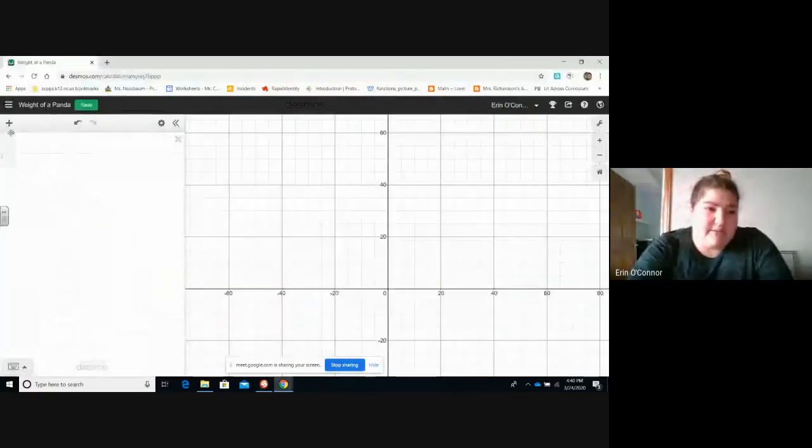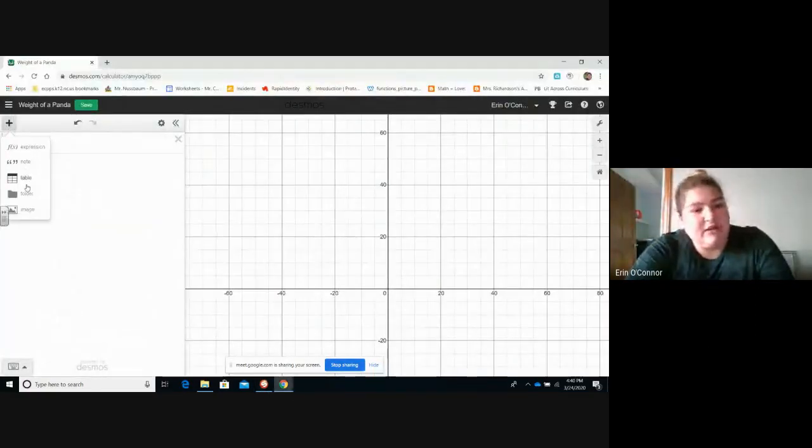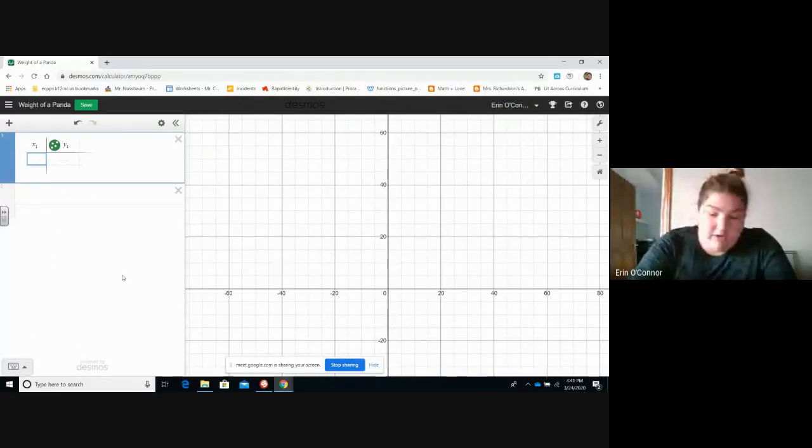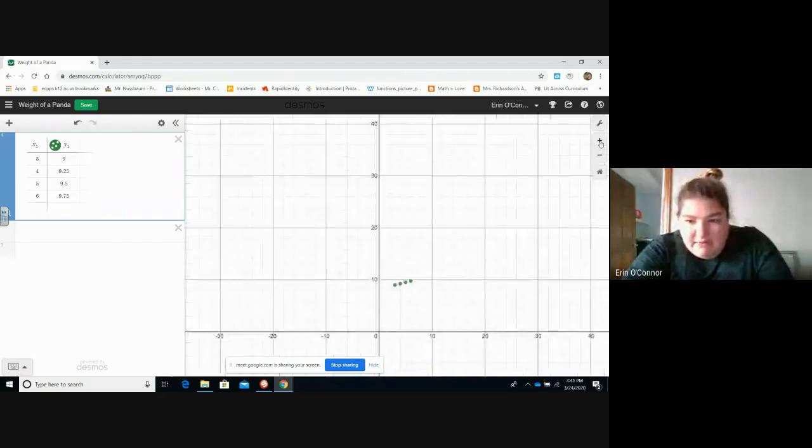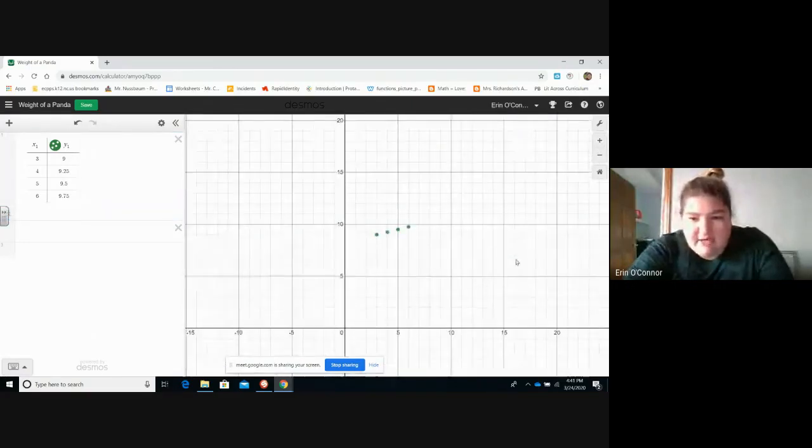So first we're going to come into our Desmos just like we did yesterday. We're going to add in a table. We're going to put in the x's. Remember, the x's are almost always on the left-hand side. I, in fact, cannot think of a table where they were not on the left-hand side. And then we're going to put in our y's. I'm going to zoom in a little bit because I was zoomed out still from last video.